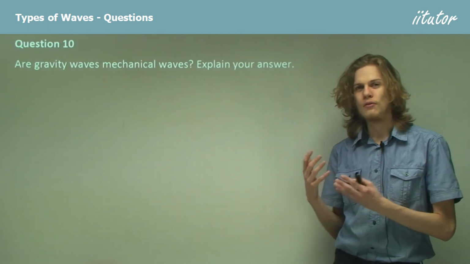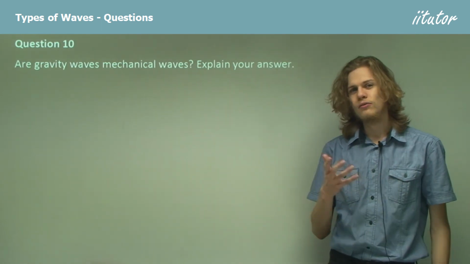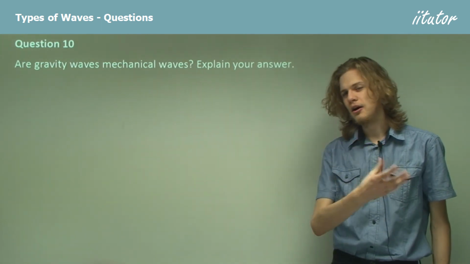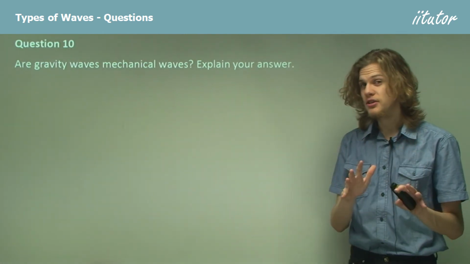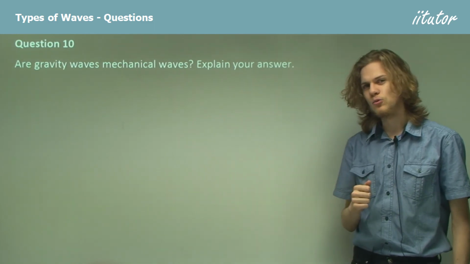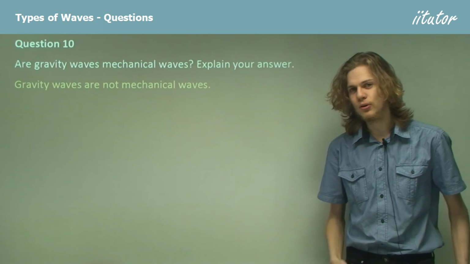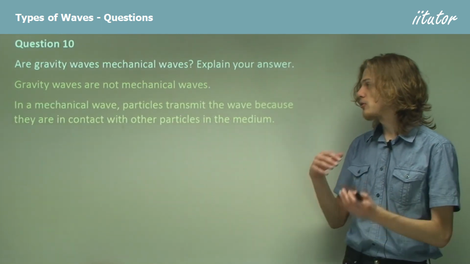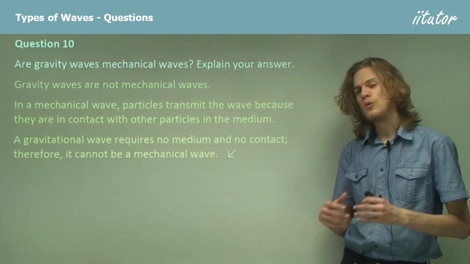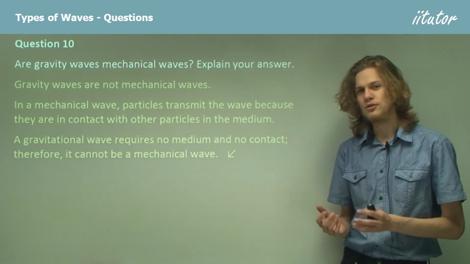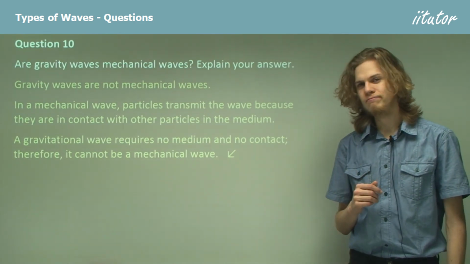We're affected by gravity from the sun, for example, and the moon is affected by gravity from the earth, and yet all of these are in space, so there can't be any particles connecting them. So that means that gravity waves, assuming they exist, can't be mechanical waves. So we can put that down right away, and then we can explain our reasoning for it. In a mechanical wave, the particles transmit the wave through contact, whereas a gravitational wave requires no medium and travels through a vacuum. And so we can see that gravity cannot be a mechanical wave.